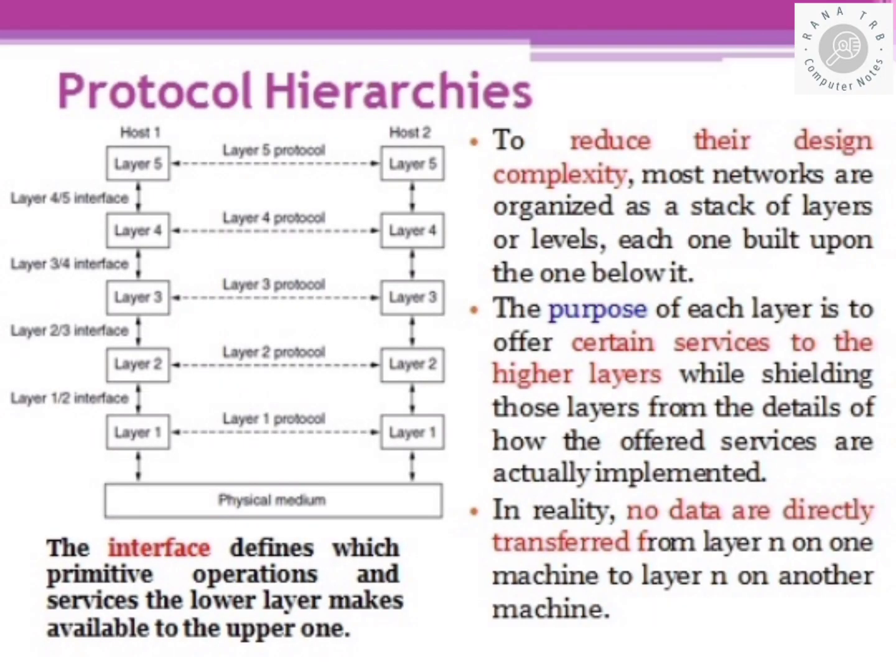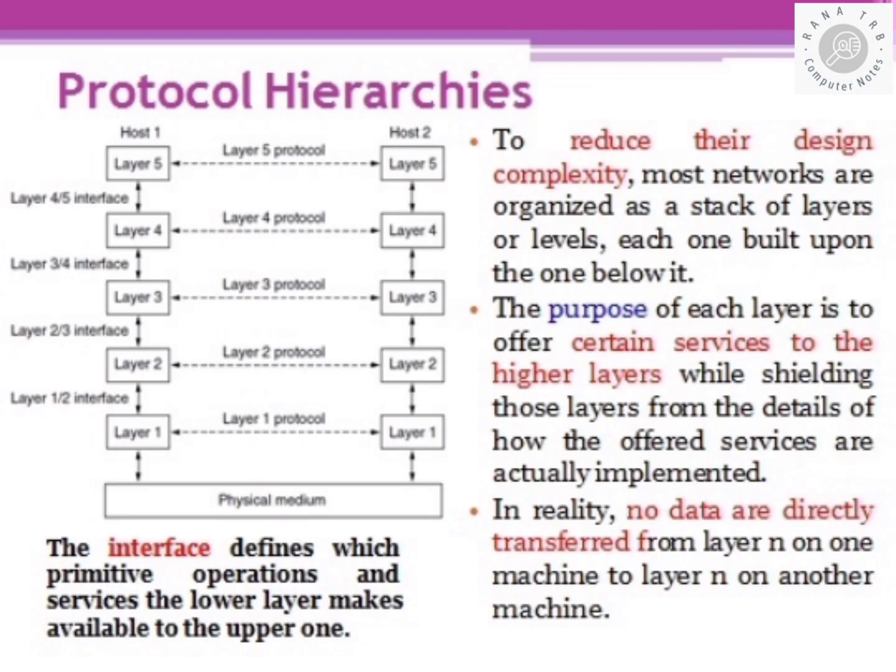Protocol architecture. In each layer, first there is the physical medium, then layer 1, layer 2, layer 3, layer 4 and layer 5. Each layer will have interfaces. Here the word interface defines the primitive operations and services that a lower layer makes available for the upper one. That is, the lower layer will provide some services for the upper layer.